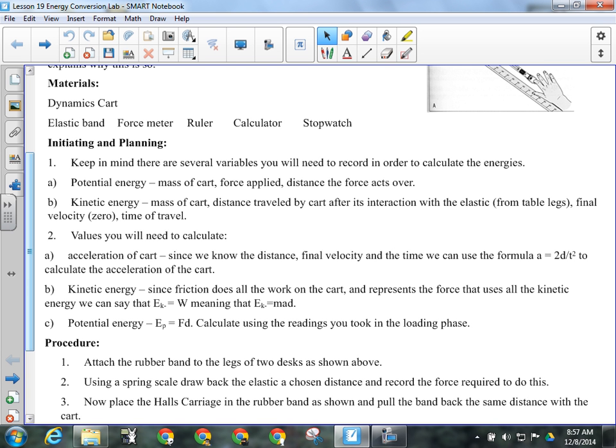So some things we need to know. For potential energy, you can cross off mass of the cart. We used to do this lab slightly different, and I changed it because it worked better this way, and now we don't need the mass of the cart. So you can cross that off.